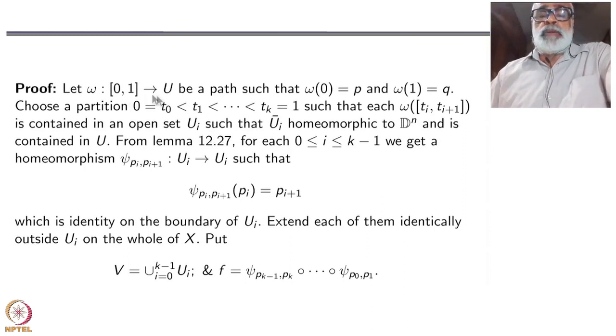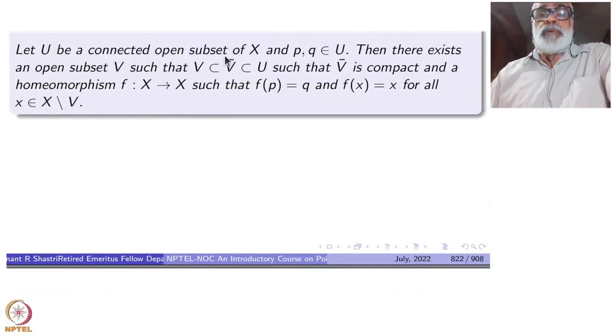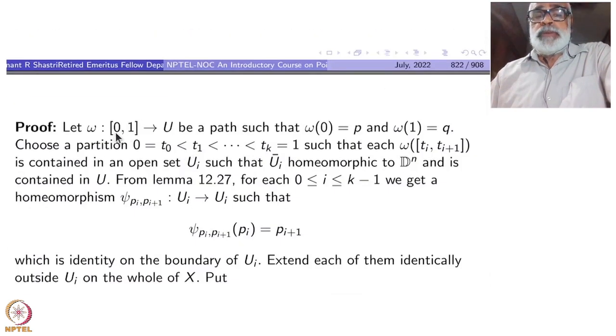Start with a connected open subset U of X, where X is a manifold, so it is locally path connected. Therefore it is path connected. So start with a path joining P and Q. Then cut down this path into finitely many portions t1, t2, ..., tk such that each segment omega of [ti, ti+1] is contained in an open subset Ui such that Ui bar is homeomorphic to D^n. This is like coordinate charts here.